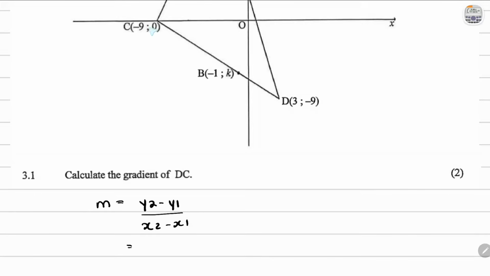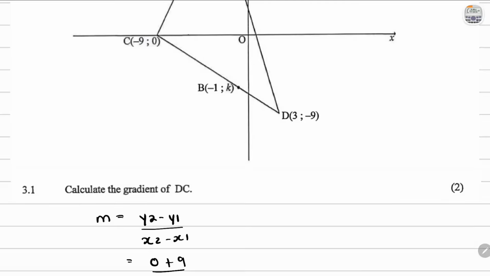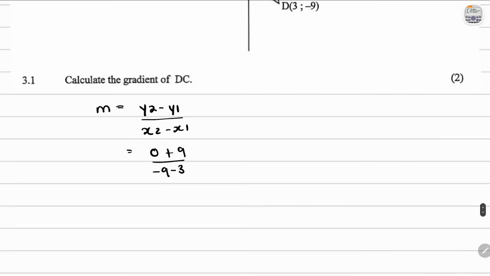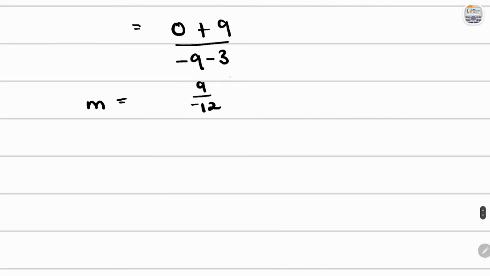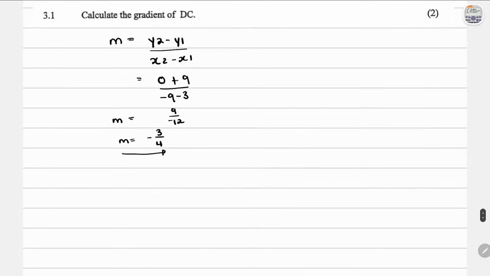So we're just going to say it's y2 minus y1, so 0 minus -9, which is 0 plus 9, and that just becomes a plus 9 over -9 minus 3. Let's see what that gives us. So the gradient there is 9 over -12. Then we just have to simplify that. They both have a highest common factor of 3. If you divide by 3 on the top and bottom, 9 divided by 3 is 3, and -12 divided by 3 is -4. So that is our answer. The gradient of line DC is -3 over 4.